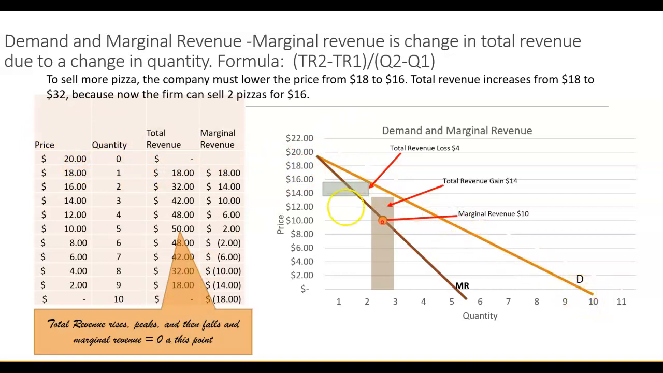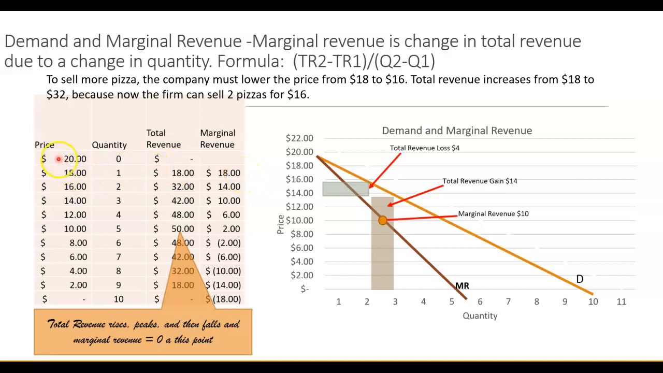Note the difference between the monopolist demand curve and the perfectly competitive demand curve. The monopolist's demand curve is downward sloping because the monopolist is the industry and they can set the price. What happens to marginal revenue? Well, we can see that marginal revenue changes as well.